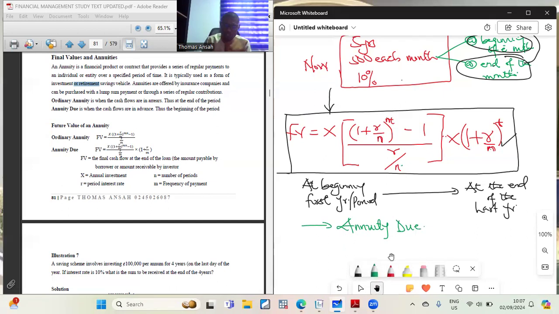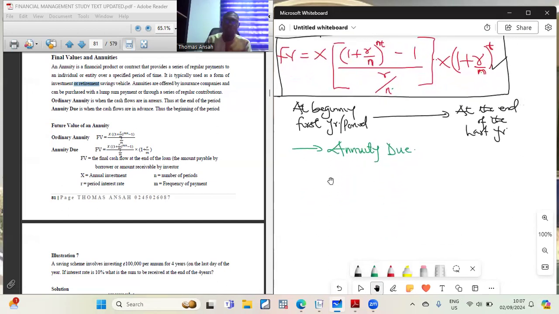Now, we have a scenario where somebody did the deposit at the very last day of the accounting period, or the end of the period. All right. So the deposit is happening at the end of the period. And so what we are going to do now is, if the money is starting at the end of the period, then it means that the formula is still the same.